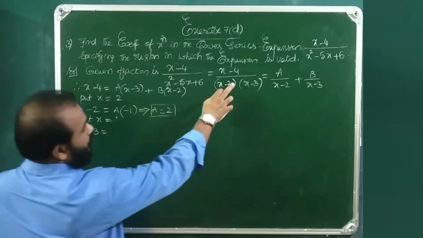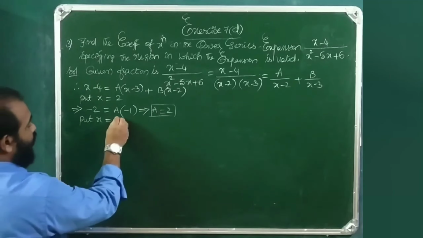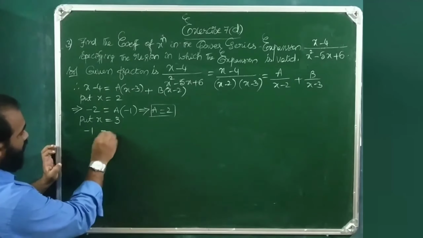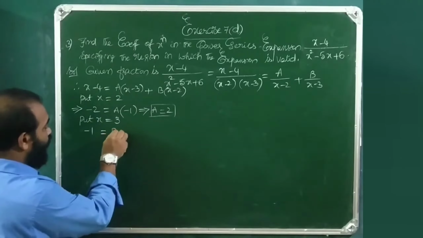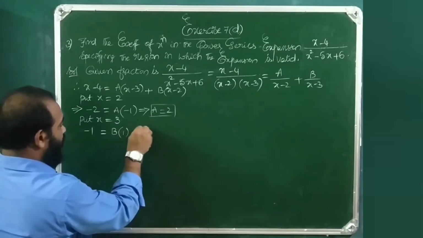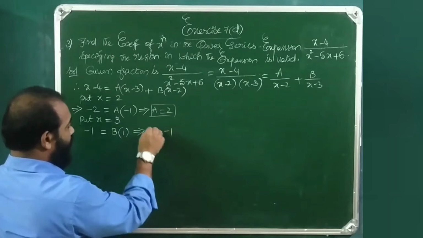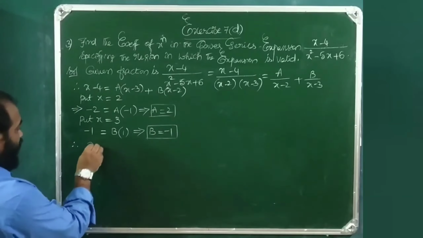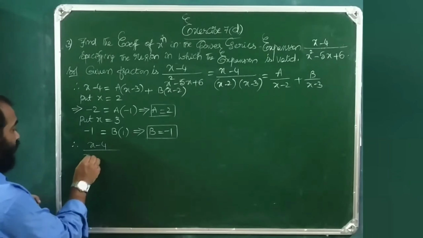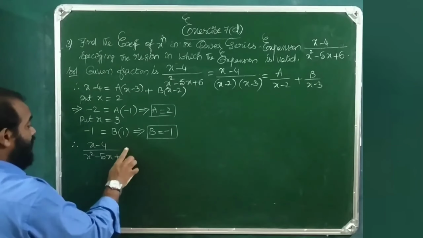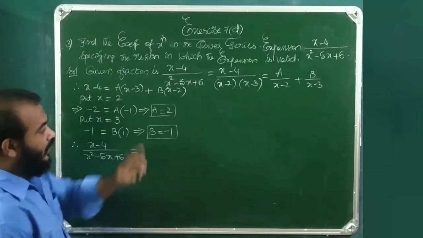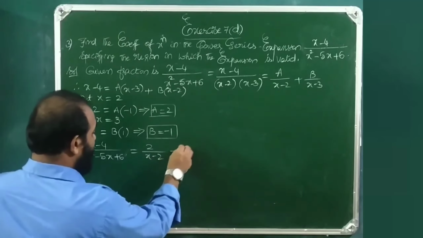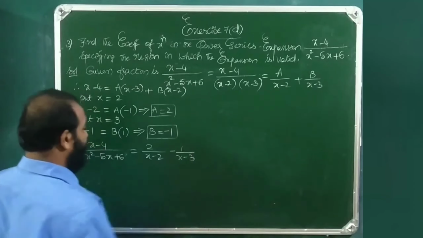Put x is equal to 3. So 3 minus 4 is minus 1, is equal to a into (3 minus 3), which is 0, plus b into (3 minus 2), which is 1. So b is equal to minus 1. Therefore, (x minus 4) by (x square minus 5x plus 6) is equal to, the value of a is 2, 2 by (x minus 2), b value is minus 1 by (x minus 3).